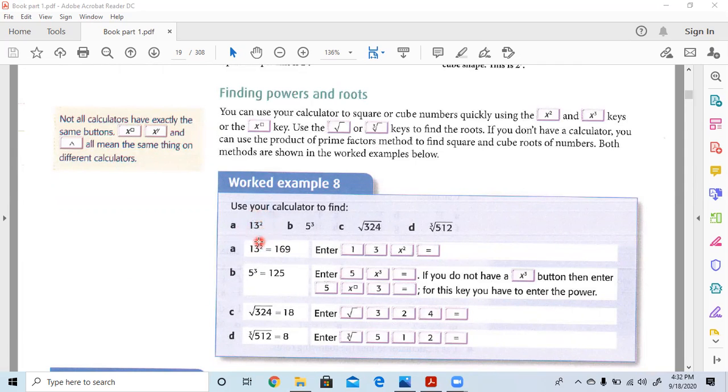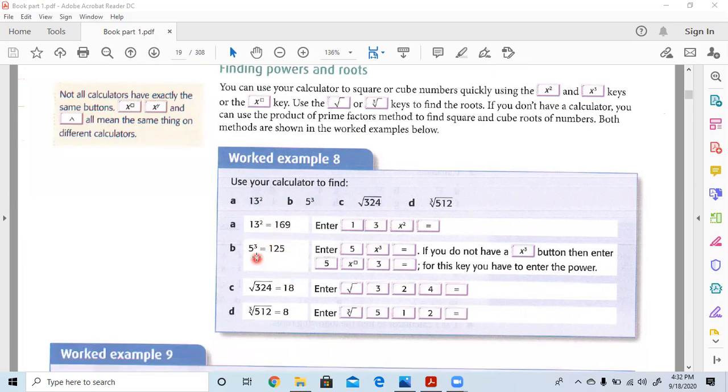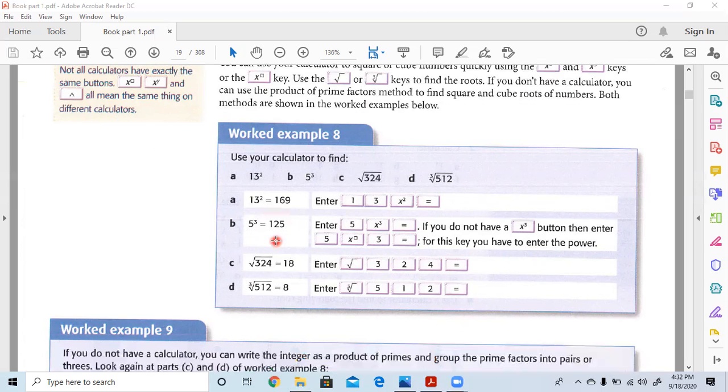If we put under root on both sides, the under root cancels this square. If you just write the answers, 13 square is 169, he mentioned here. 5 cube is 125. 5 cube means 5 multiply 5 multiply 5, the same number written 3 times. And 13 square means 13 multiply 13, 2 times. So you will get your answer.